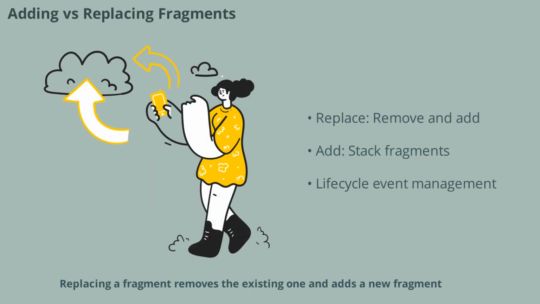Replacing a fragment removes the existing one and adds a new fragment, invoking lifecycle events like onCreateView. Adding a fragment retains existing fragments, stacking new ones on top. Understanding these differences helps manage fragment backstack and lifecycle events.